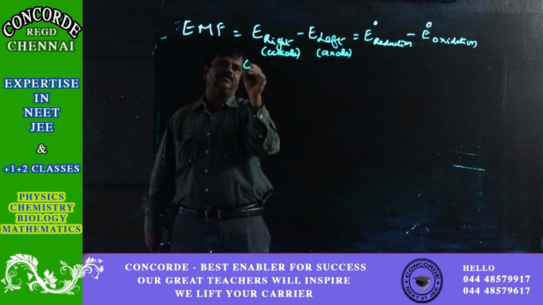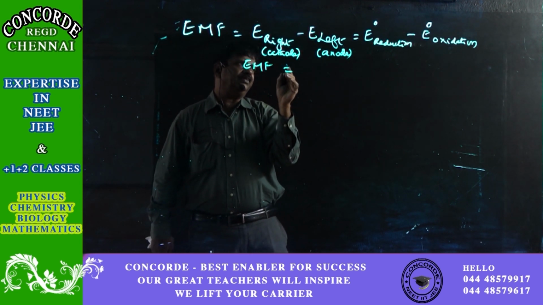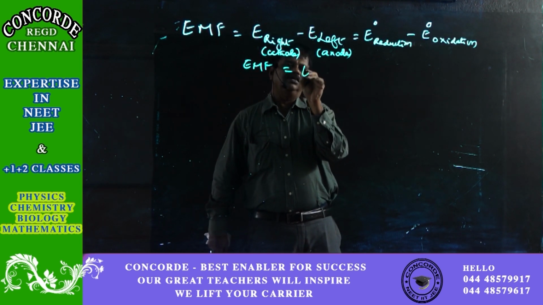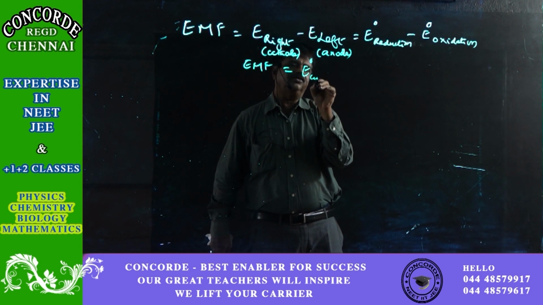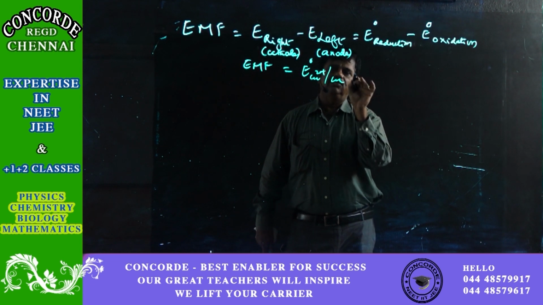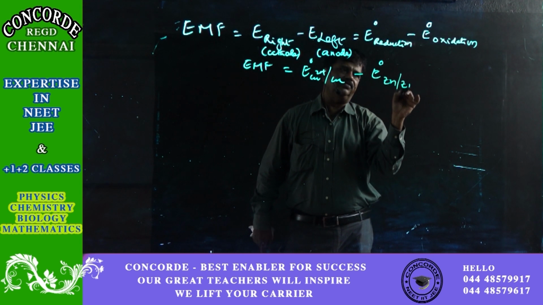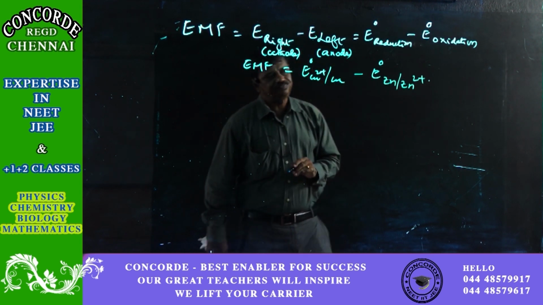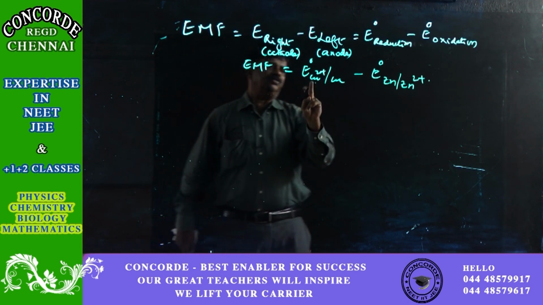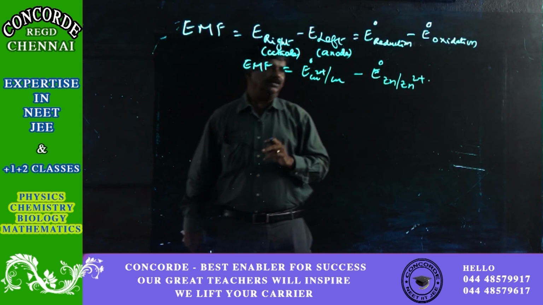So what is the EMF for the Daniell cell or the galvanic cell? In the Daniell cell, the reduction reaction which is happening is E naught of Cu2 plus to Cu, isn't it? That's what is happening in the reduction. And what is happening in the oxidation? Zn becomes Zn2 plus. Once you know this reduction potential and this oxidation potential, both can be put in here.